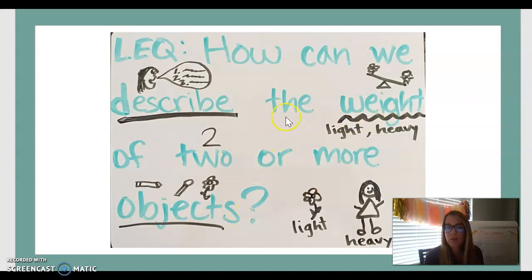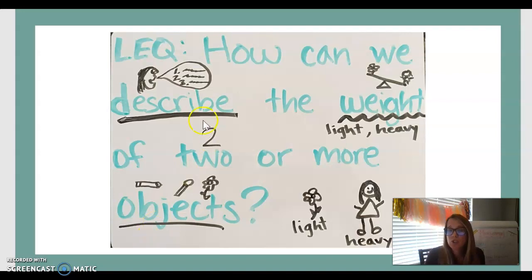Okay, try reading it with me. Here we go. Ready? At the top. How can we describe the weight of two or more objects? And remember, yesterday when we were talking about weight, we learned that when we describe the weight, we're either going to say it is light or heavy. Unless it is the same, then we can say equal.